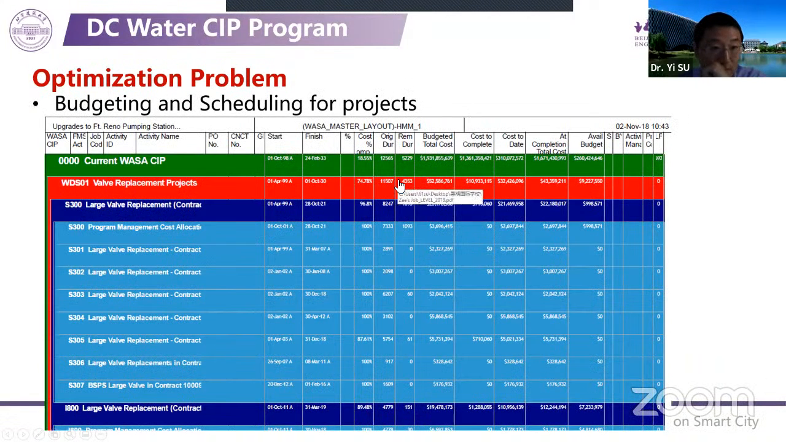Since I'm the scheduler, I use Primavera P6 to control all of those projects. So how is the budgeting used and the scheduling? You can see the total is about $1.9 billion for DC Water to build newer, and oh yes, I want to introduce a little bit more about the category of this.